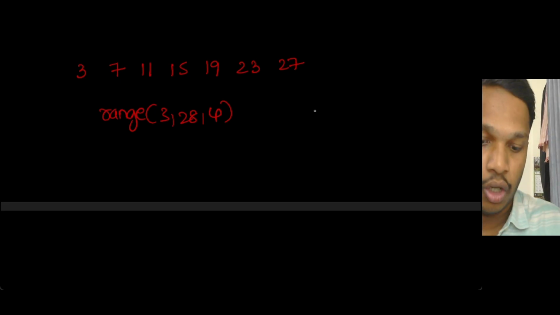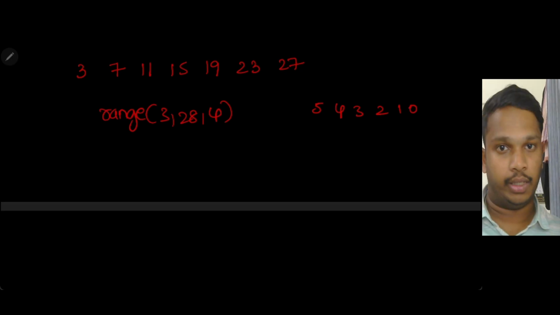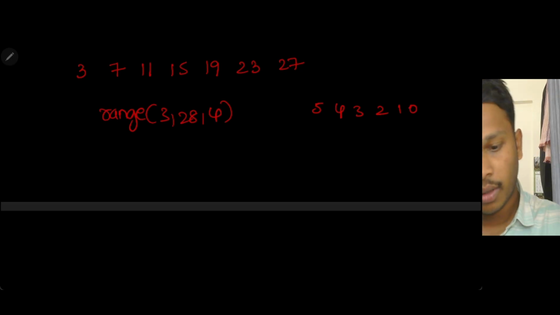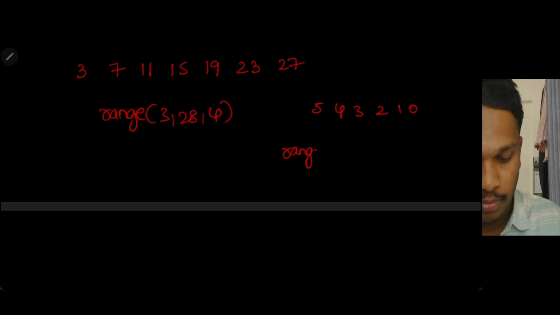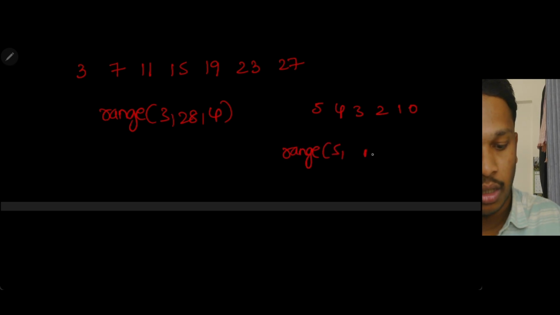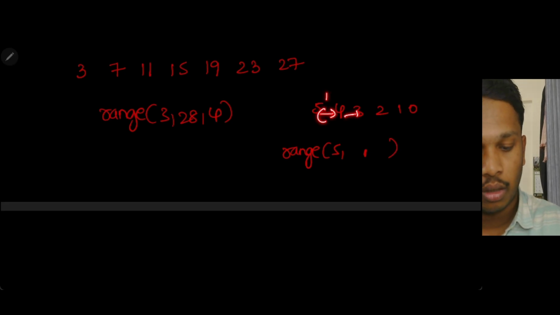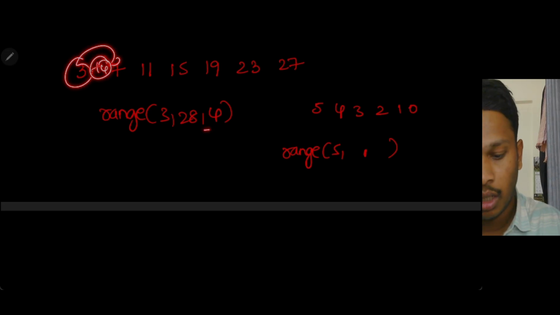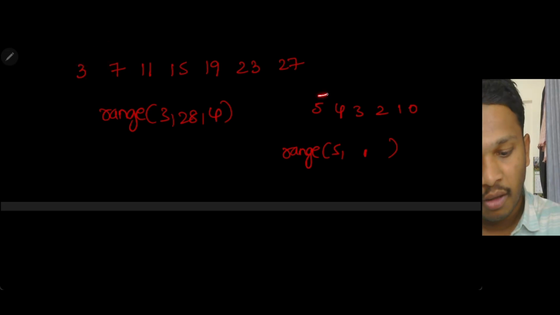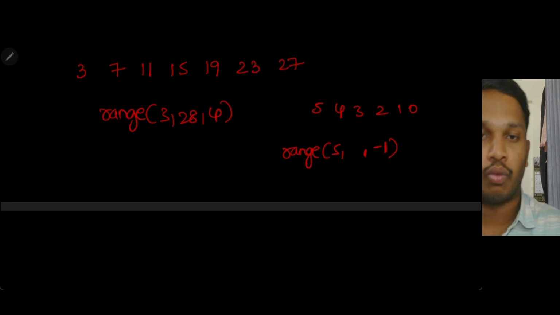Similarly, if I want to get 5, 4, 3, 2, 1, 0, how to write this? Observe. Starting point is 5, so range is the function, and 5 is the starting point. Stop I don't know. Step, what is the difference? Minus 1. How to reach 4 from 5? Minus 1. Here 3 plus 4 is 7, so that step is plus 4. Now 5 minus 1 is 4, so the step is minus 1.